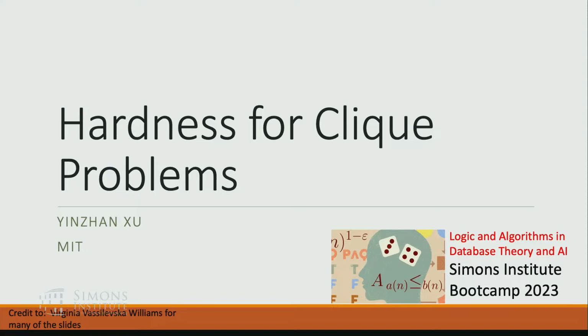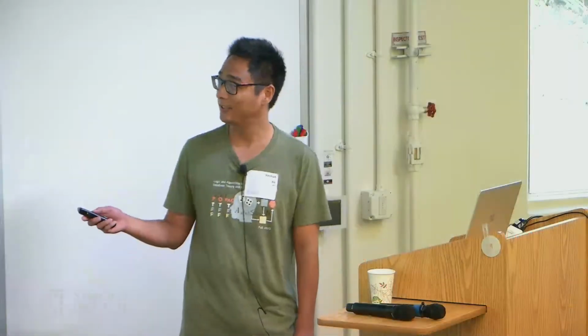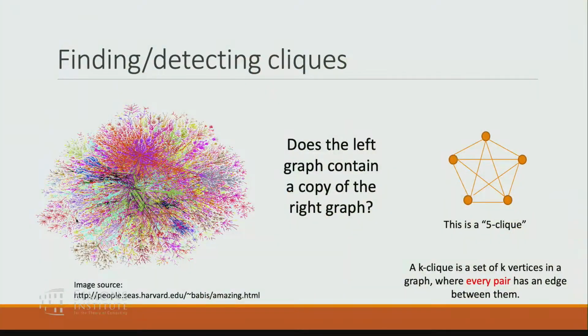I'll talk about hardness for clique problems, mostly clique detection and clique listing. A k-clique is a set of k vertices where there's an edge between every pair of vertices. And k-clique detection and finding is a special case of subgraph detection and finding. Here we usually have a large graph as input, such as the graph on the left. And we're also given a pattern, which is typically smaller, such as this 5-clique on the right.